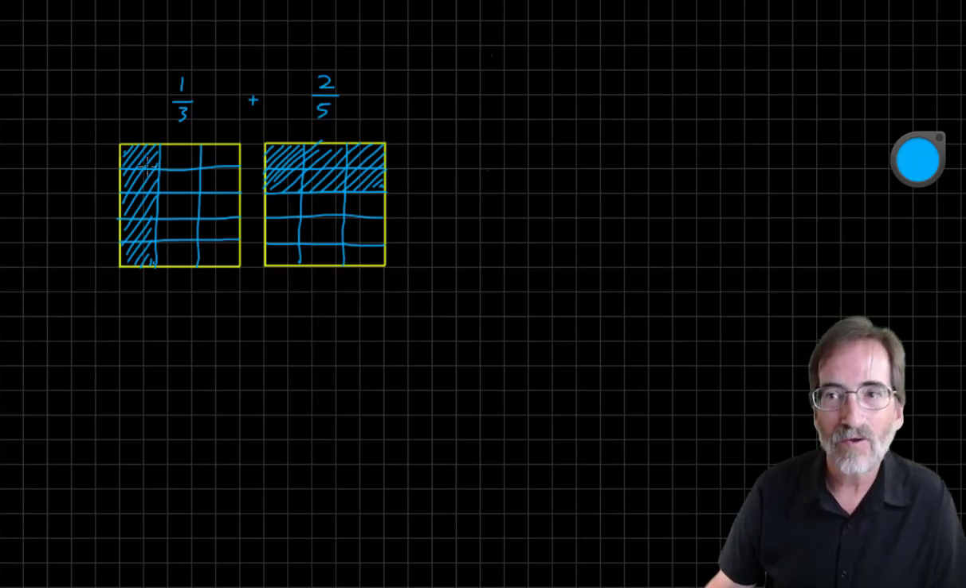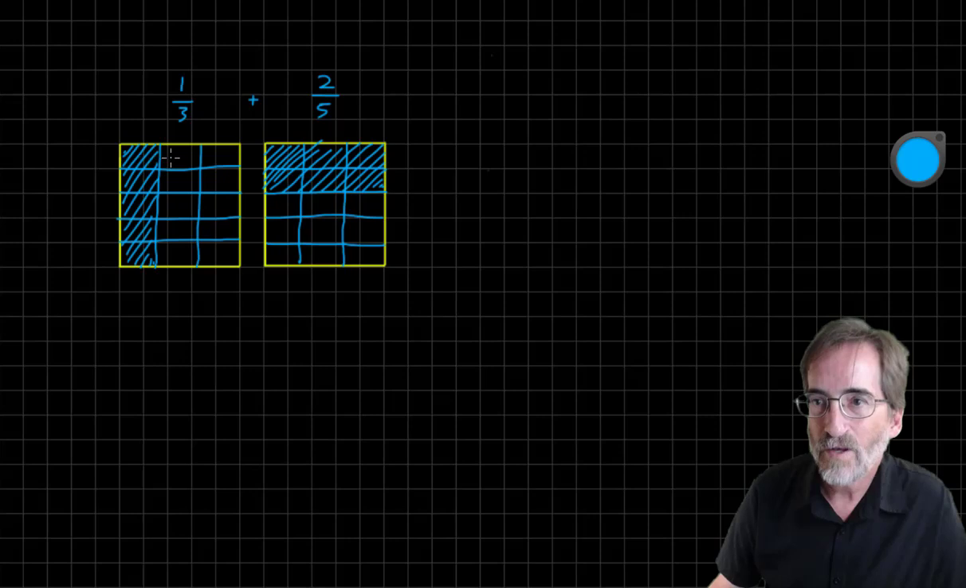What kind are they? They are 1, 2, 3, 4, 5, 6, 7, 8, 9, 10, 11, 12, 13, 14, 15. They are 15ths. And how many are shaded? 1, 2, 3, 4, 5. So 1/3 can be represented as 5/15ths.